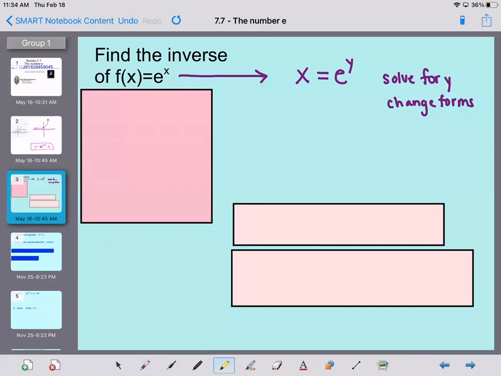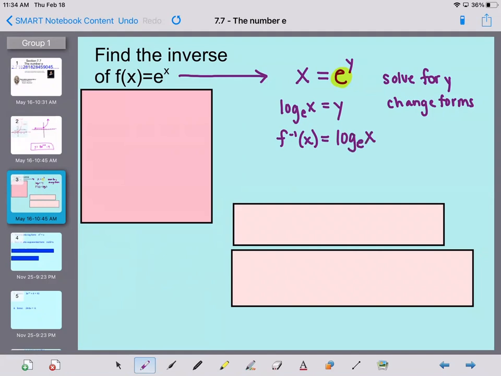So start with the base, go around the equal sign, and Jitesh put it in the chat for us. Log base E of X equals Y. And then usually you guys do some fancy stuff because you're awesome. And you say inverse equation. Let's use inverse notation there.